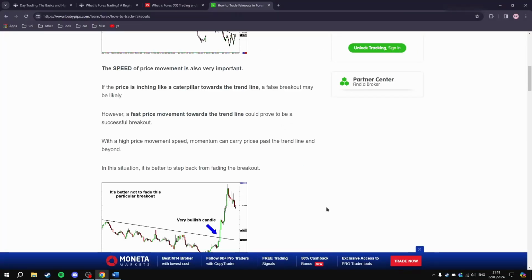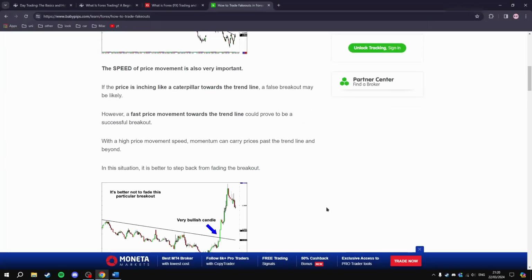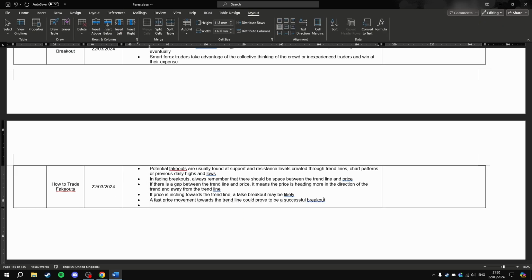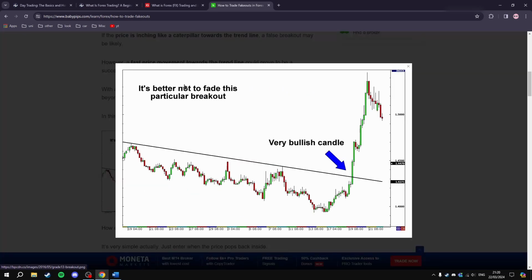However, a fast price movement towards the trend line could prove to be a successful breakout. With a high price movement speed, momentum can carry prices past the trend line and beyond. In this situation, it is better to step back from fading the breakout. It's better to not fade this particular breakout.